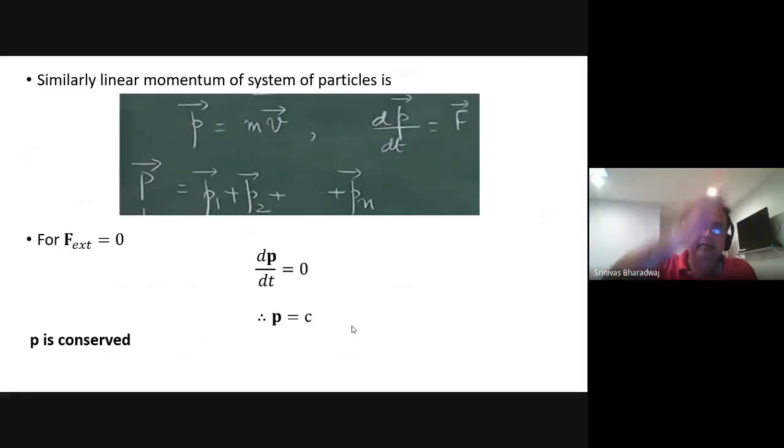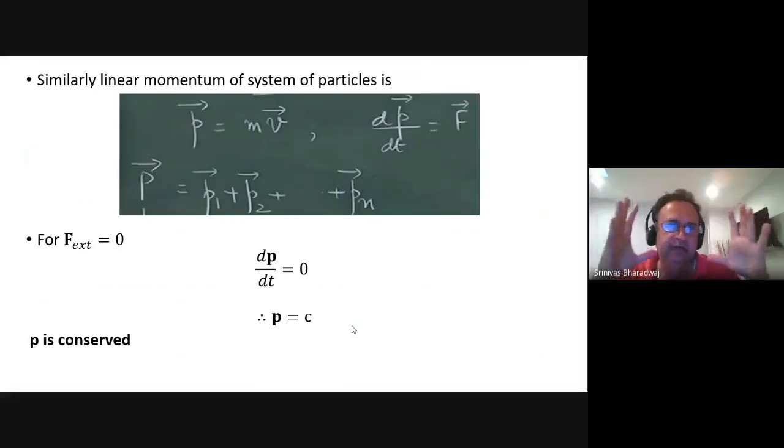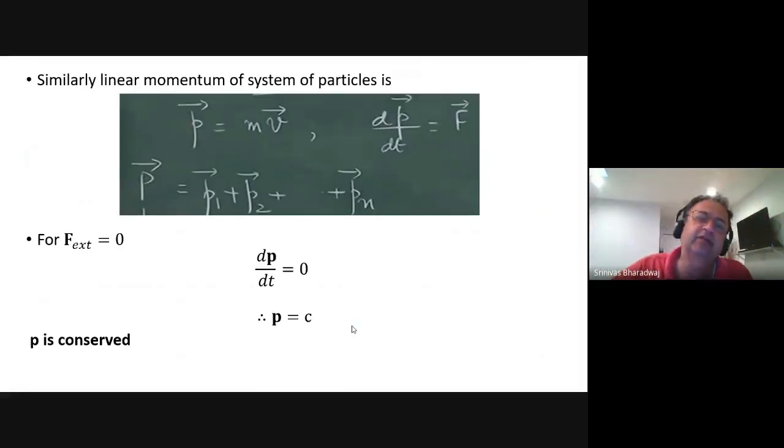Okay, P versus T curve, right? If the P versus T curve is a flat line, its slope is 0. dp by dt is the slope. So if P stays constant, we say dp by dt equals 0. And if dp by dt is 0, there is an important word that we are going to use called conservation. If something doesn't change during the time over which we are observing it, we say it is conserved, right?